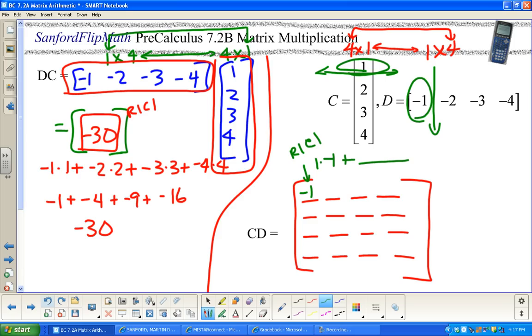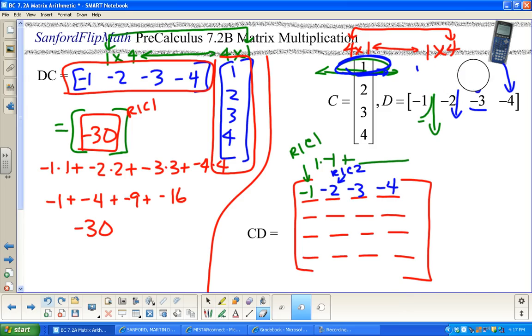And then the next one, the row 1, column 2 entry will be row 1 times column 2, so 1 times negative 2. Now really what's happening is row 1 is going to hit every single one of these. So if you can spot a pattern, you can move things along a little bit. 1 times negative 3, 1 times negative 4. Okay, so that was all row 1.